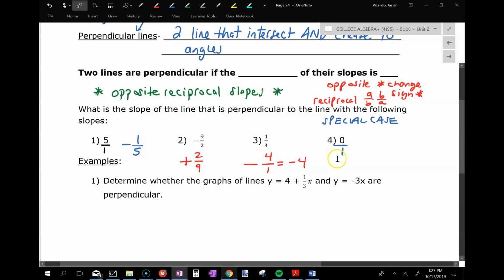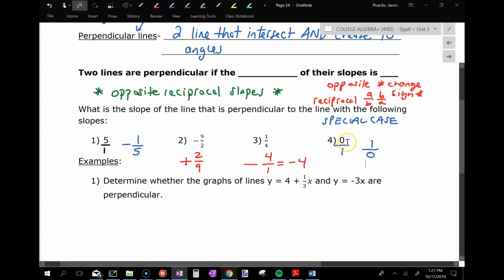0/1. 0/1 has no opposite, because 0 is neither positive nor negative. So I can't change the sign, so let's ignore that. Take the reciprocal. What's the reciprocal? 1/0, but there's something wrong with that. You can't.